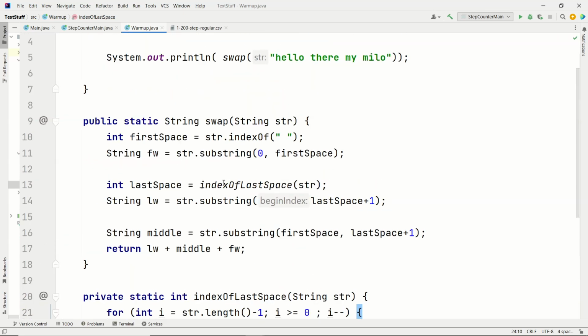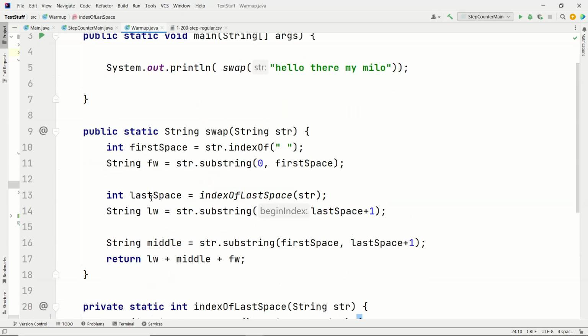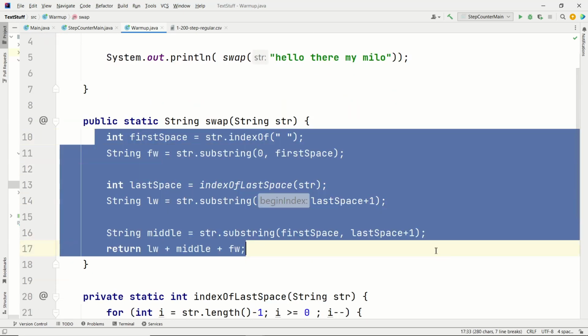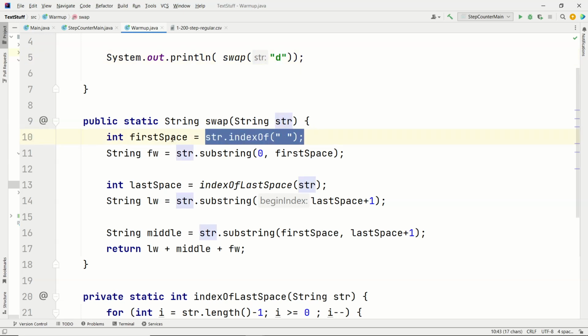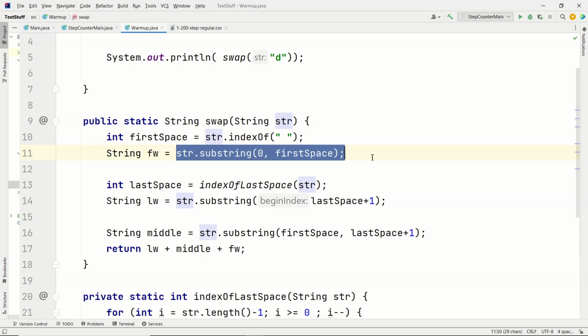The only thing I want to do at the very end, sometimes it's worthwhile to trace your code from the very beginning step by step with a particular example in mind, just to double check all the things in your own head to make sure it's going to work on an expected example. Let's also double check that it works for an unexpected example. If I want to swap D, that should just return D. So what's going to happen with this input? String index of space should return -1 because there's no space. And now I'm going to get a substring from 0 to -1, which is going to be an error.